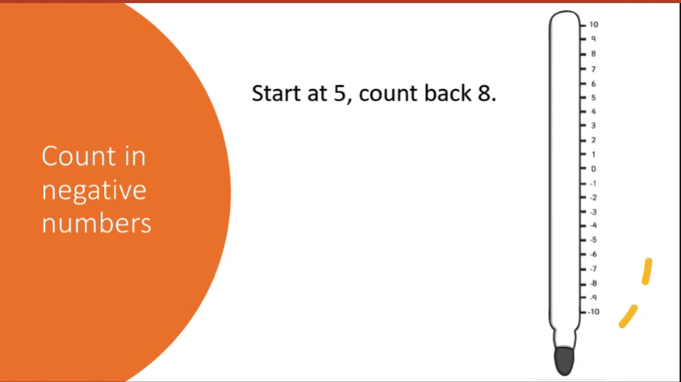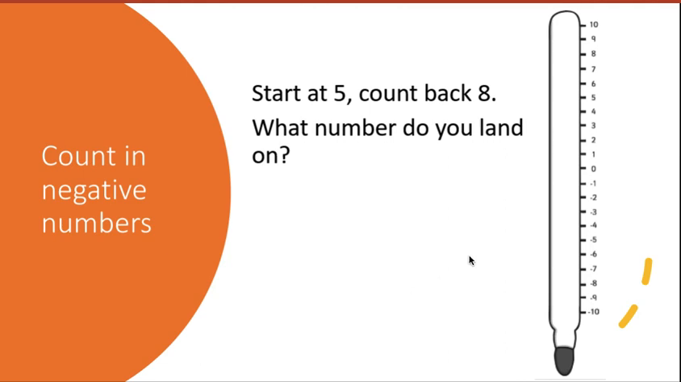This time we're going to start at 5 and count back 8. We're going to find out what number we land on. Here's 5. Maybe it's 5 degrees outside. And we're going to count back 8 degrees. It gets 8 degrees colder. 1, 2, 3, 4, 5, 6, 7, 8.